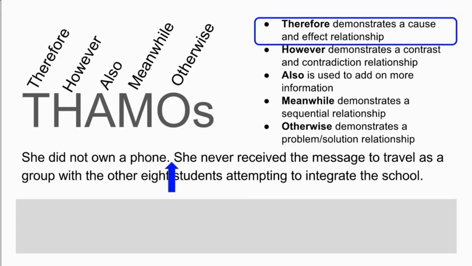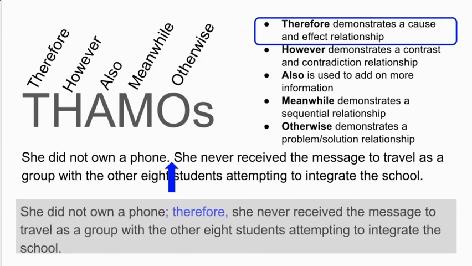Therefore demonstrates a cause and effect relationship. The cause, she did not own a phone. The effect, she never received the message to travel as a group with the other 8 students attempting to integrate the school. So, replace the period with a conjunctive adverb. She did not own a phone; therefore, she never received the message to travel as a group with the other 8 students attempting to integrate the school.